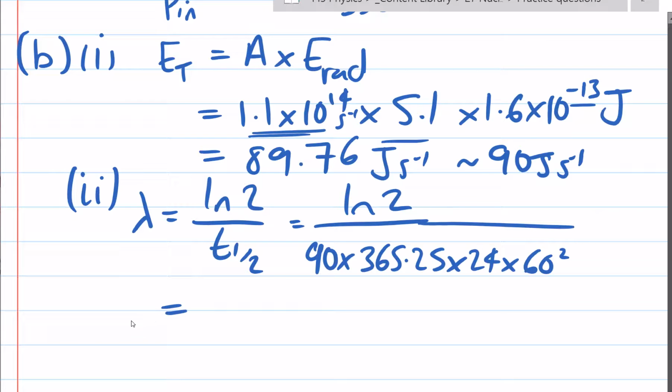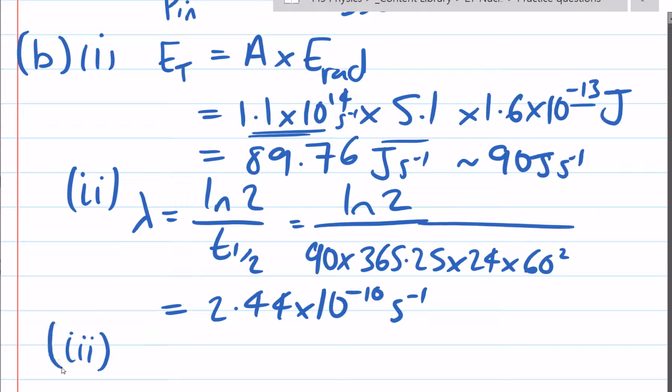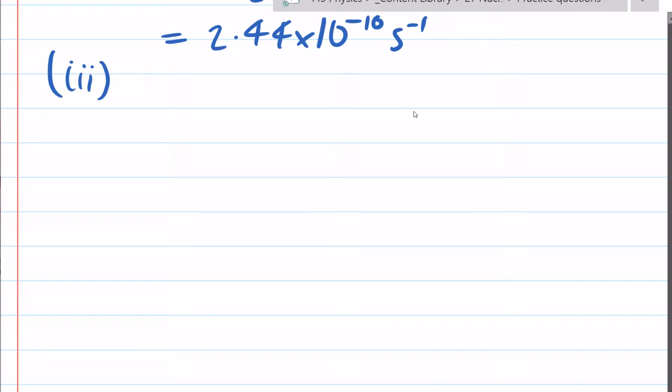That comes out as 2.44 times 10 to the minus 10 seconds to the minus 1. Part 3. Mass number of the isotope is 239. Calculate the mass of the isotope.